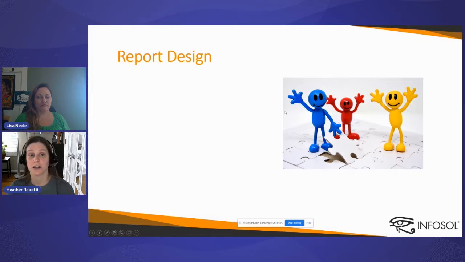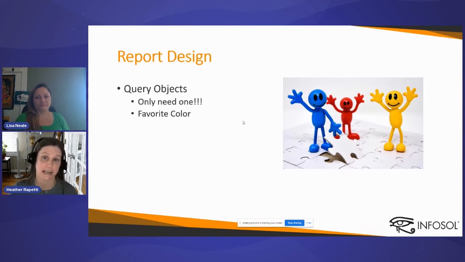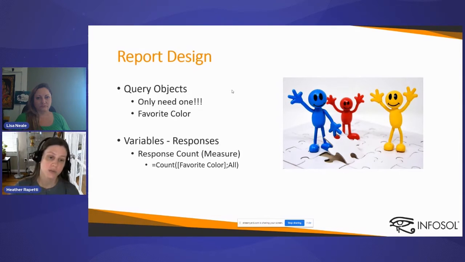Before I start designing, I do want to give you all of the elements that you'll need so that when you go back to your desk and try to do this on your own, you have all the pieces in front of you. These will also be included in my slide deck. For the query objects, we really only need one, which is that list of all of the different favorite colors. Once we have that, we need some different things along the response line, such as the count of all the responses.